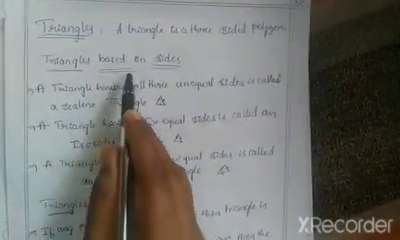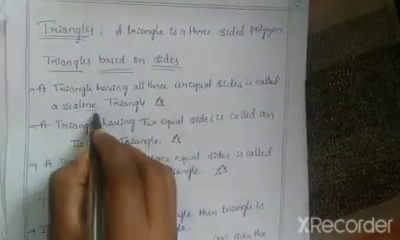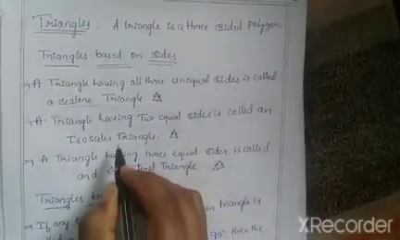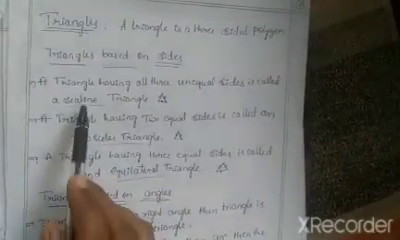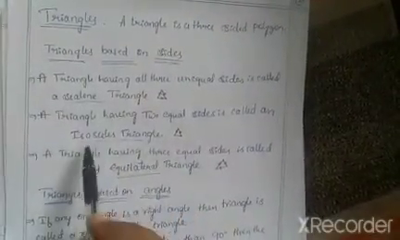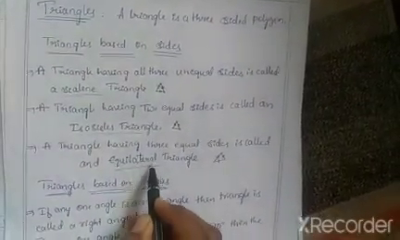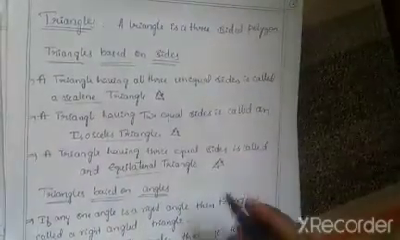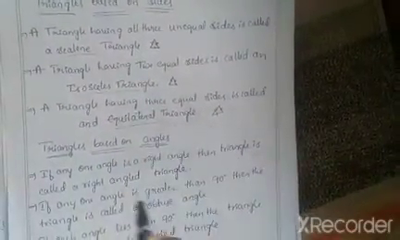Triangles based on sides. Based on sides we can divide them into three types: scalene triangle, isosceles triangle, and equilateral triangle. Scalene triangle means all sides are unequal. Isosceles means two sides are equal, and equilateral triangle means all sides are equal. If all sides of a triangle are equal, that triangle is called an equilateral triangle.